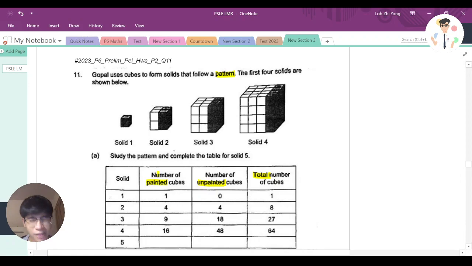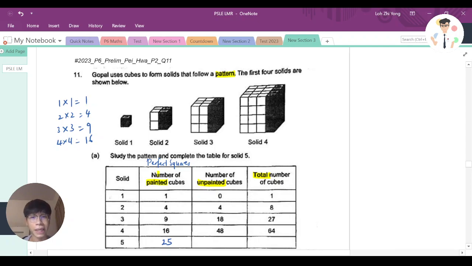And when you see 1, 4, 9, 16, the first thing that comes to your mind should be something we call perfect square. Okay, perfect squares means something like this. 1 times 1 equal to 1, 2 times 2 equal to 4, 3 times 3 equal to 9, 4 times 4 equal to 16. And you can see, if solid 1 is 1, solid 2 is 4. Okay, so solid 5 will be what? 25. Kind of easy.